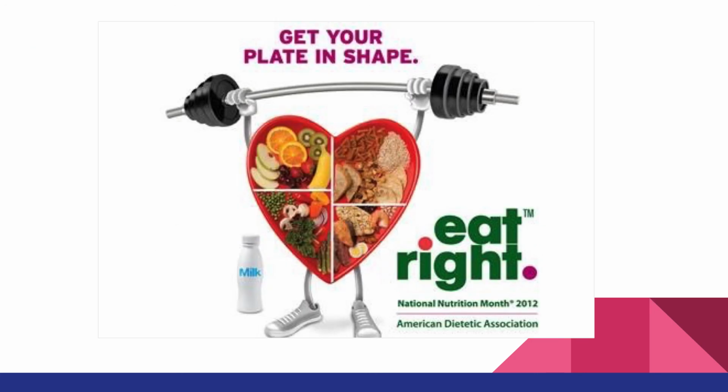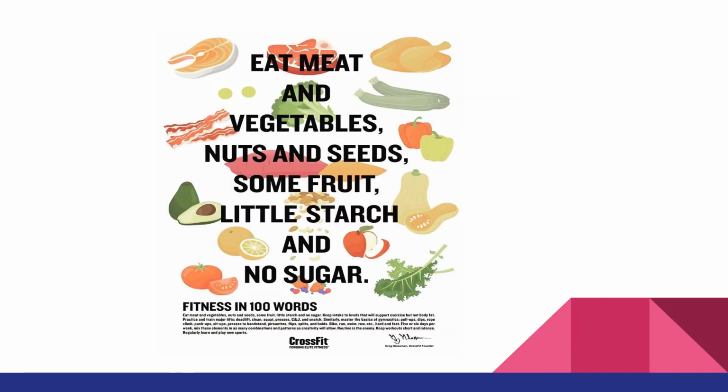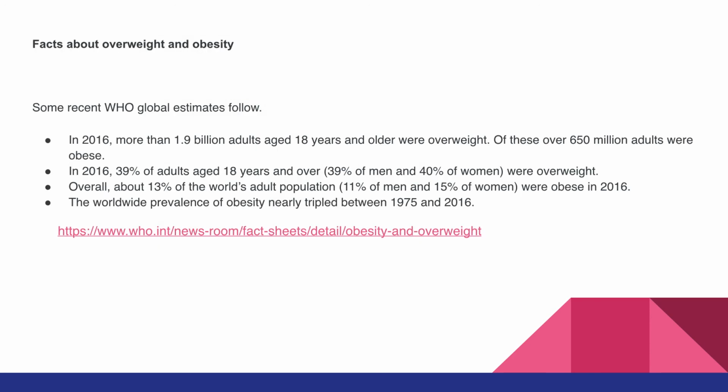This one is a picture that shows eat right. There are fruits, vegetables, grains, multigrains, and all those fibers. So just get your plate in shape. We need to make sure we watch the amount of food we eat. This one shows eat meat and vegetables, nuts and seeds, some fruits, little starch, and no sugar. And they say fitness in 100 words. This picture just mentions everything, like we need to eat healthy.